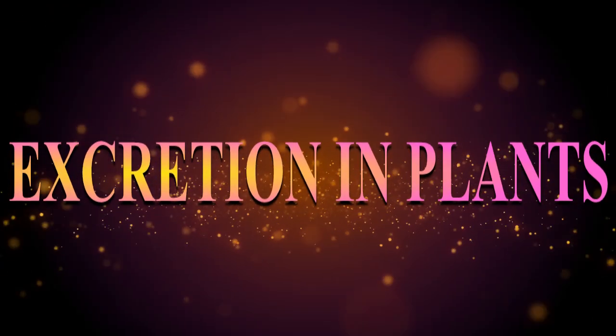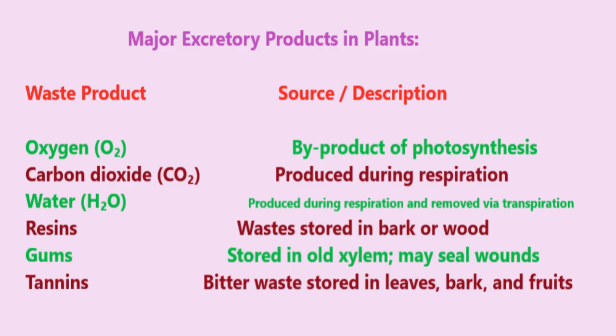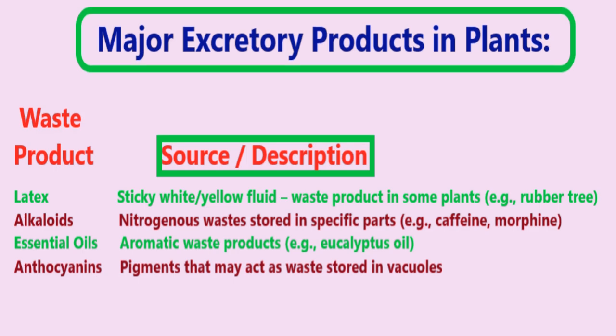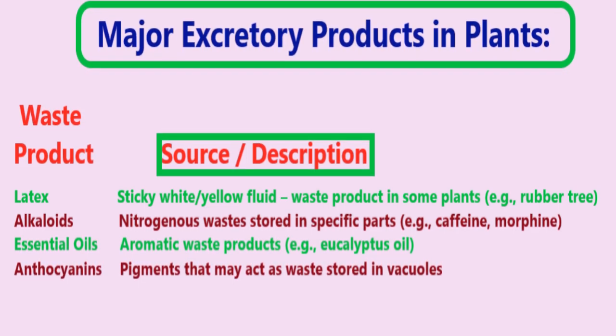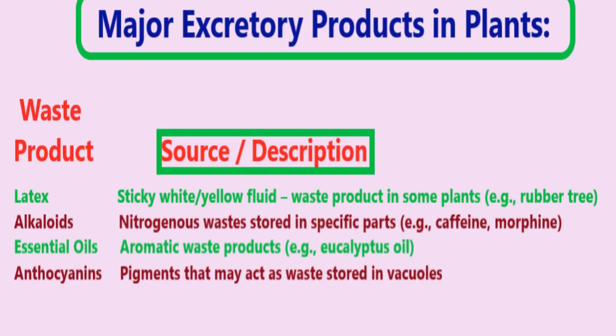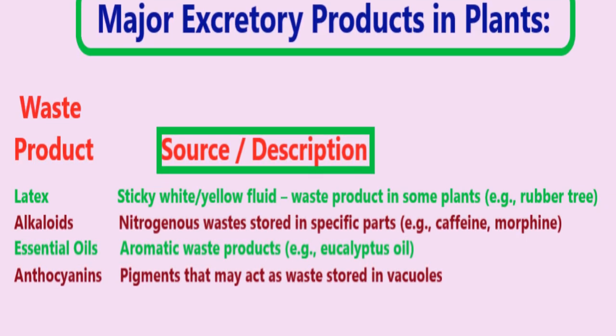Now the excretion in plants. Unlike animals, plants do not form urea or uric acid. Instead, they produce secondary waste products such as alkaloids, for example quinine and morphine, tannins, latex, resins, gum, and oxalic acid.